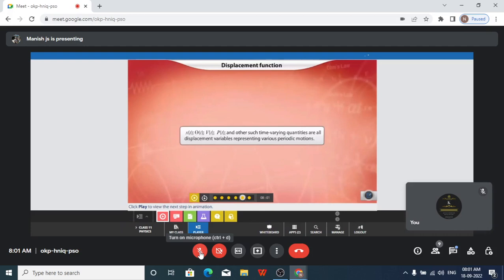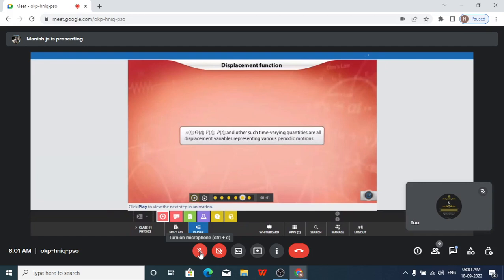Now you tell me, for example, you take an object moving in a circular path. Uniform circular motion of an object having mass m kg and radius r. What is the displacement of the object if the object starts from point A, makes one complete circular revolution and comes back to its original point A in 5 seconds? An object makes one complete revolution and comes back to its original position in 5 seconds.